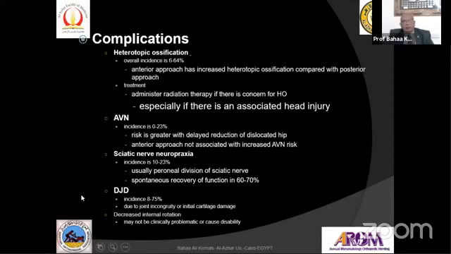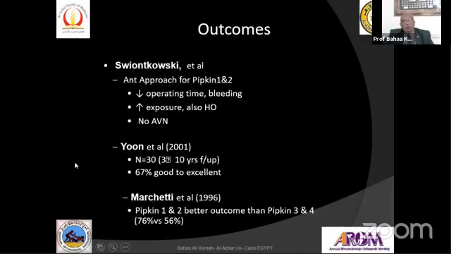Degenerative joint disease, the incidence is from 8 to 75% due to joint incongruity or initial cartilage damage. Decrease in internal rotation may not be clinically problematic or cause disability. The outcome from the treatment using the anterior approach for Pipkin 1 and 2: the advantage is decreased operative time and bleeding, increased exposure, and also the ability to treat heterotopic ossification, and there is no avascular necrosis.